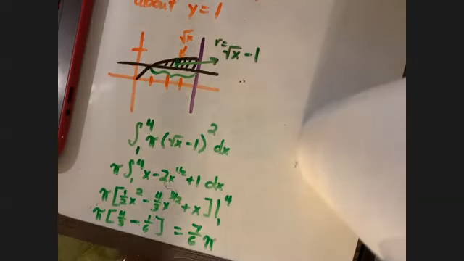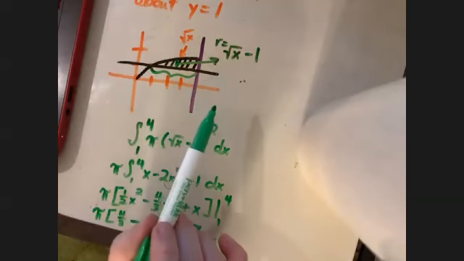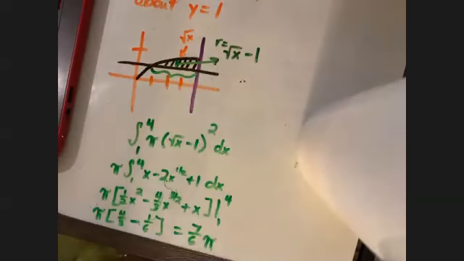So I've got 7/6 pi. Again, one of the most difficult parts of this is making sure that you know exactly what the radius is and how that's going to sit. So drawing a picture is probably going to be key to making this happen.